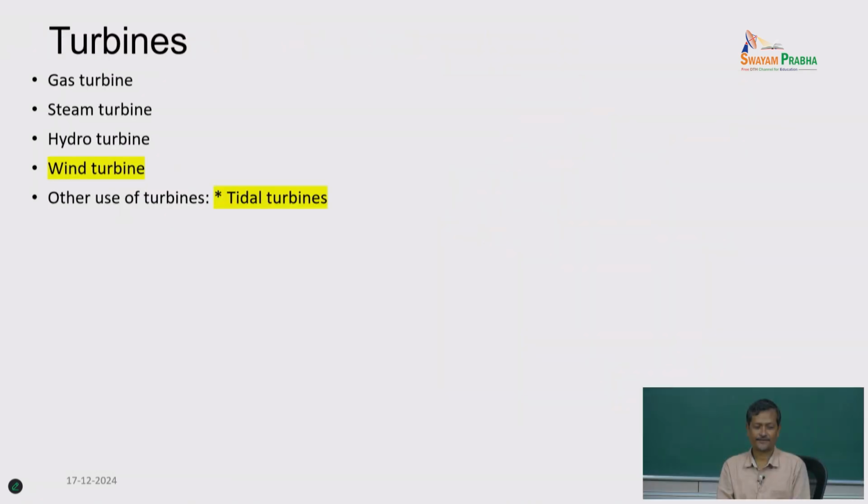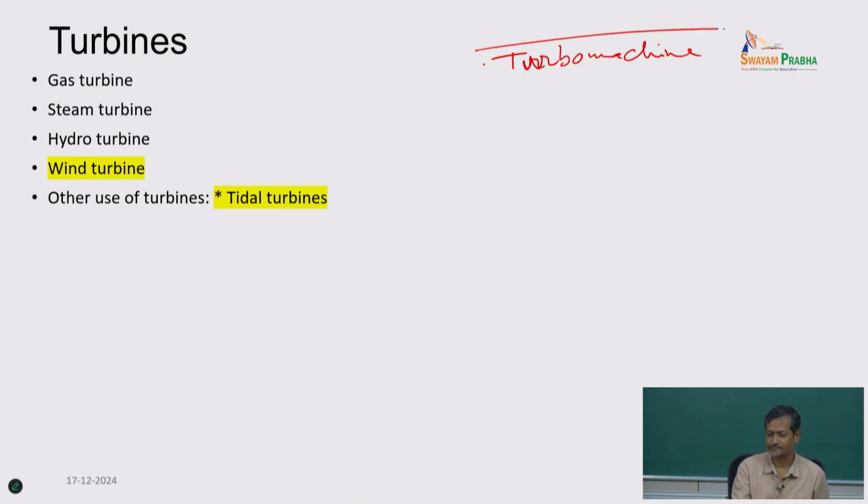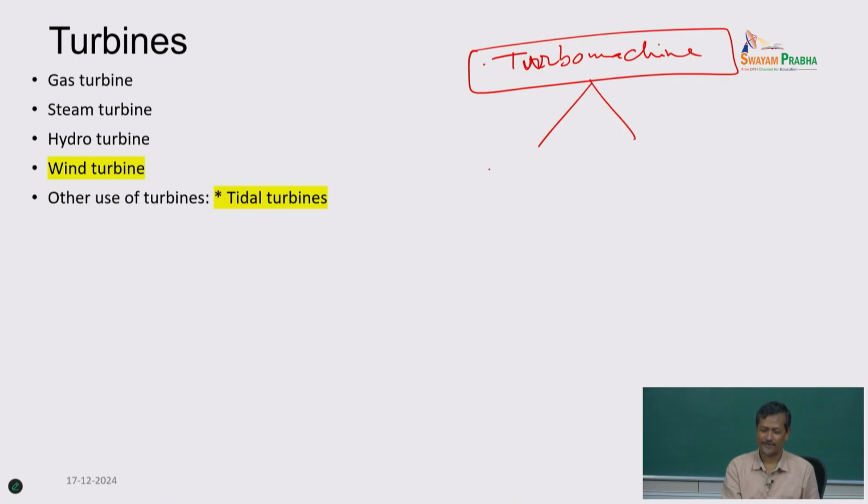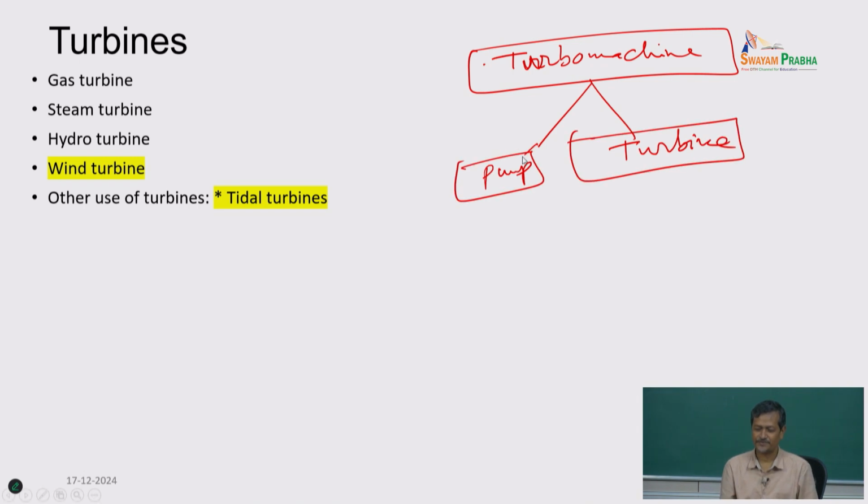So turbine. I said turbine every time. What is a turbine? You have seen a fan, right? A ceiling fan at your home, a wind turbine you have seen. First I will say turbo machine. Turbine and fan come under turbo machine. Then it will have two parts, one will be pump, one will be turbine. So I put two terms, pump and turbine.